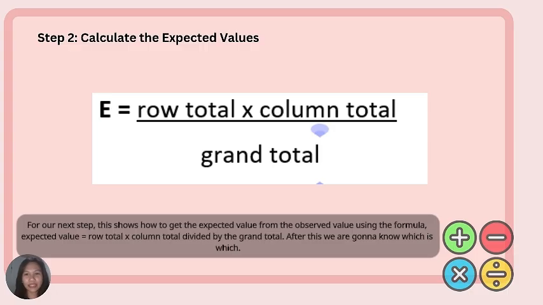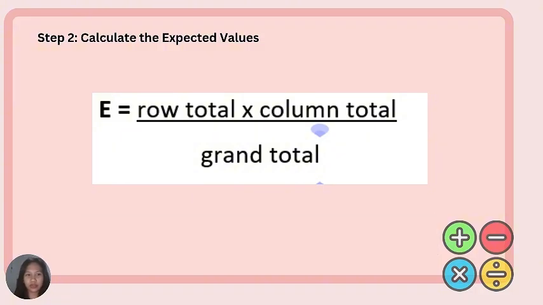For our next step, this shows how to get the expected value from the observed value using the formula: expected value equals row total multiplied by column total divided by the grand total. After this, we're going to know which is which.